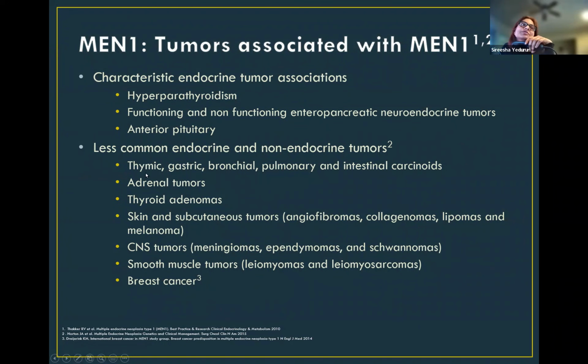These are the common tumors. The less common tumors are thymic, gastric, bronchial, pulmonary, and intestinal carcinoids, adrenal tumors, thyroid adenomas, some skin and subcutaneous tumors, CNS tumors, which are meningiomas, ependymomas, and schwannomas, smooth muscle tumors, and breast cancer. Those are the other associations.